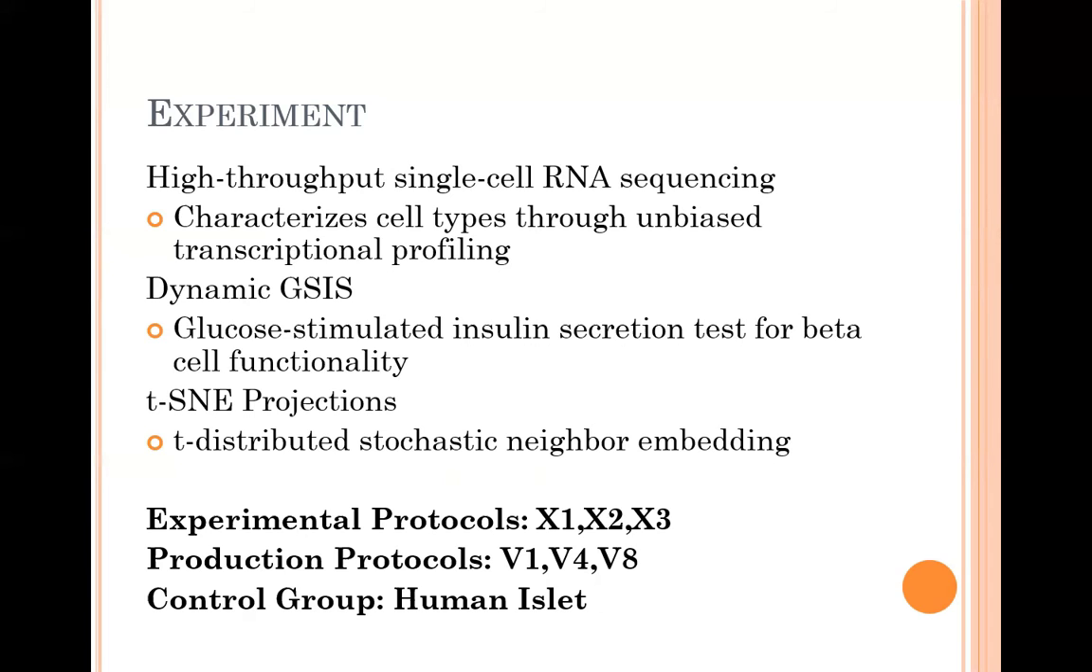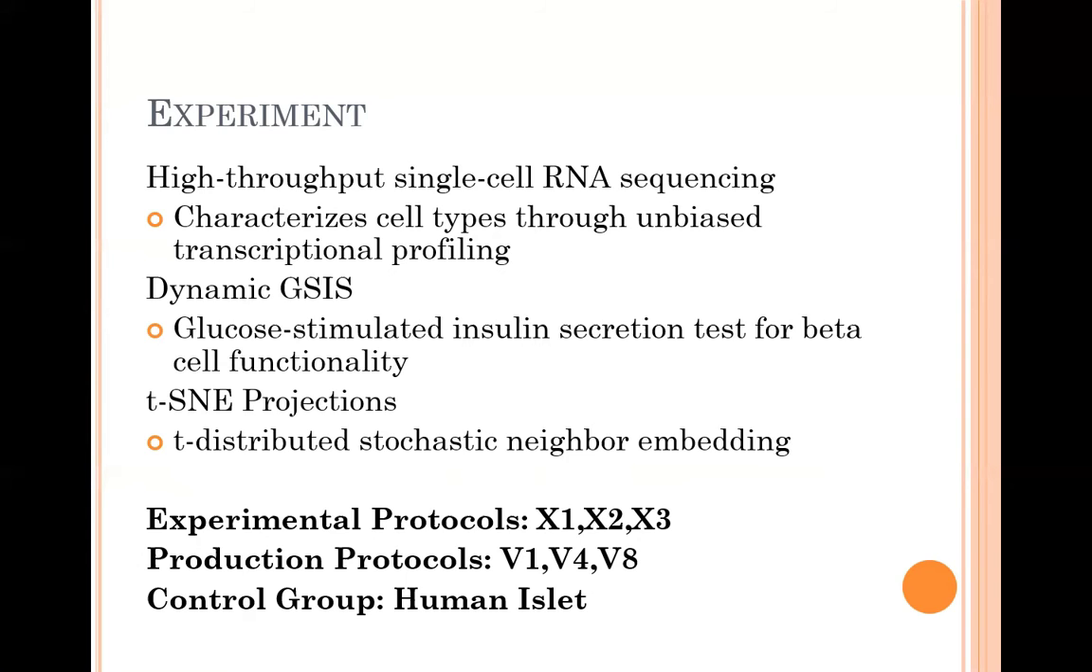Another test done is a glucose-stimulated insulin secretion test, and this is used to test for beta cell functionality over time. Also, you're going to see these t-distributed stochastic neighbor embedding projections, which are used to visualize the single cell RNA populations. There are also some other techniques that I will mention throughout this presentation and explain what they're doing and what they're going to be used for.